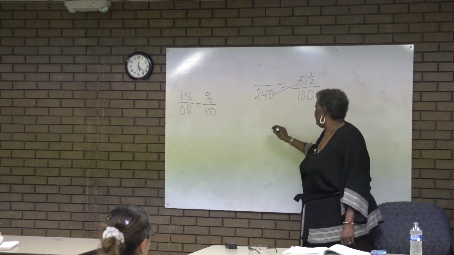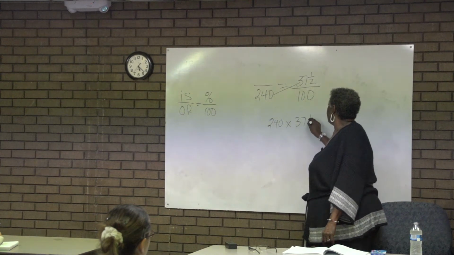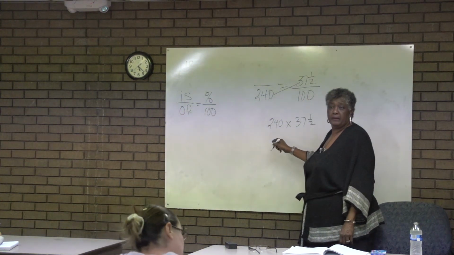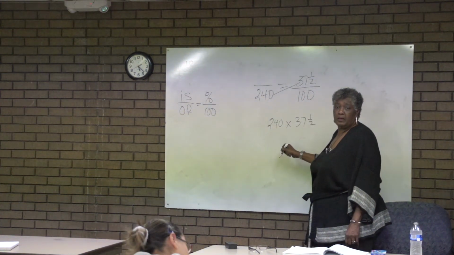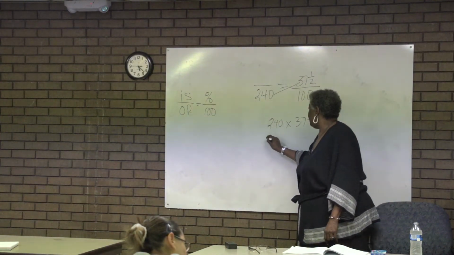How do you do it? You write the problem horizontally. Next step you were going to say? Change mixed numbers and whole numbers into improper fractions.